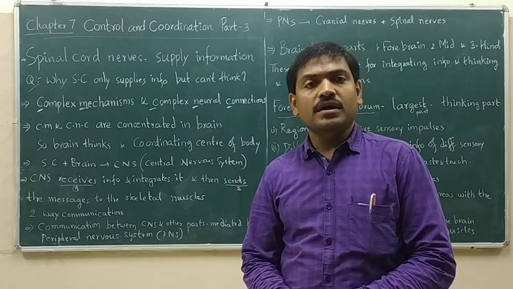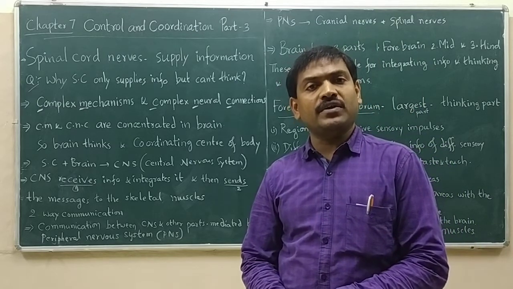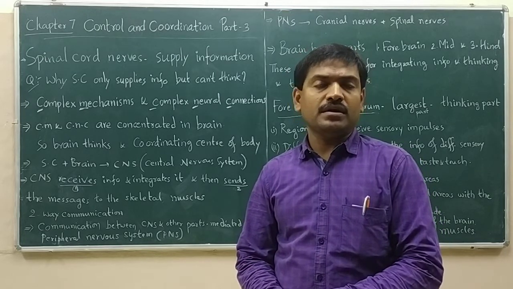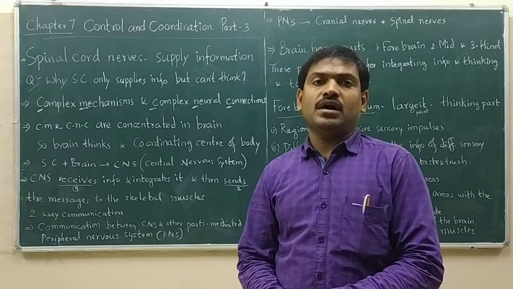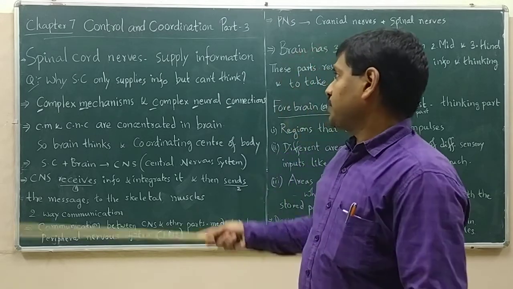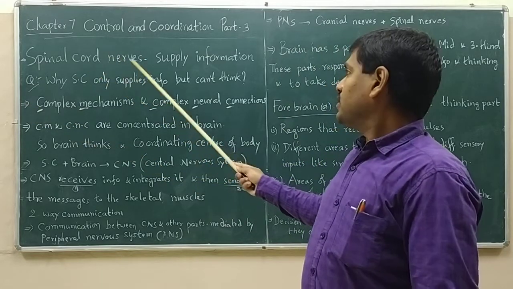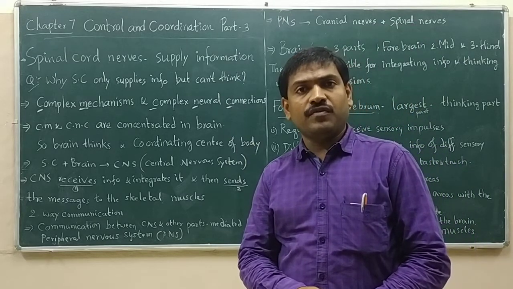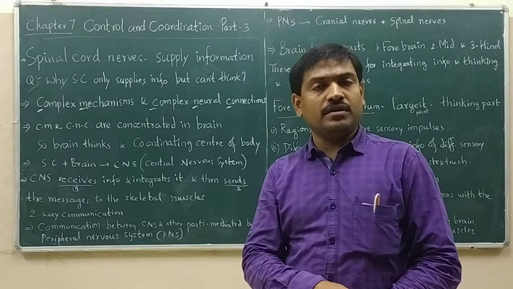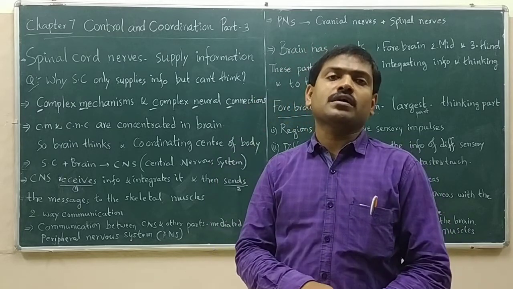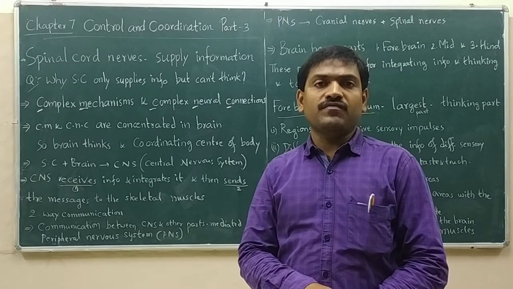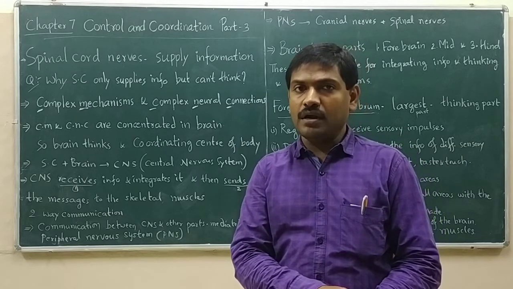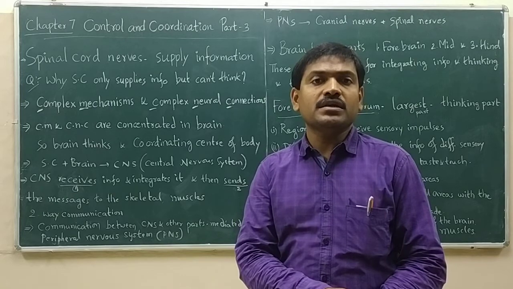So the spinal cord is made up of nerves which can only supply the information, but they do not think about that information. Supplying information from where to where? From the sensory organs to the brain, and from the brain to the motor organs or effector organs. So the information is basically moving through the spinal cord. In the spinal cord, no thinking process is carried out.